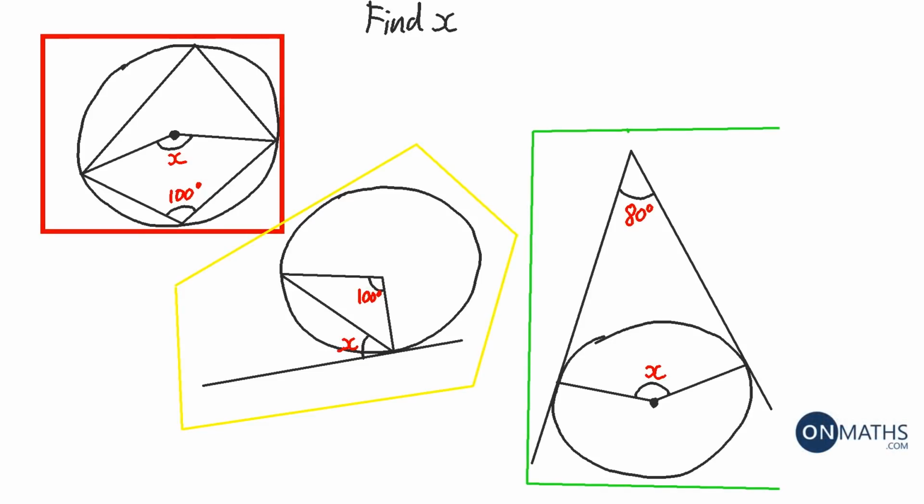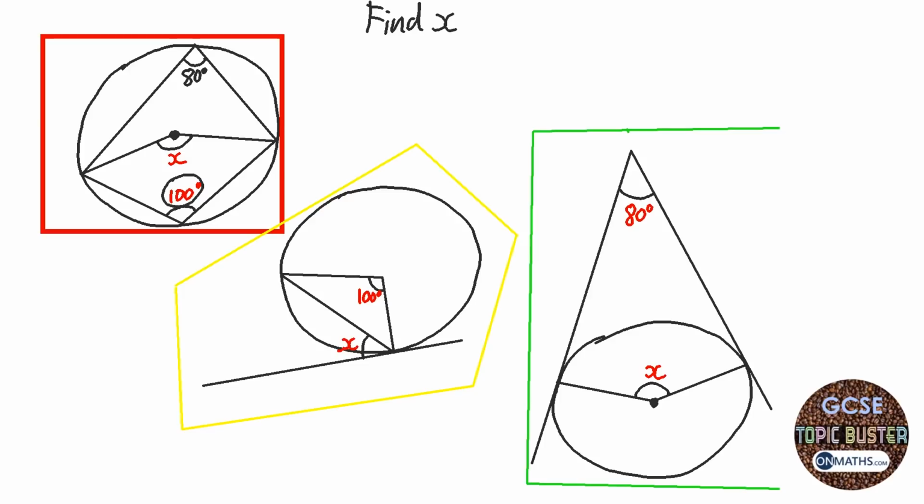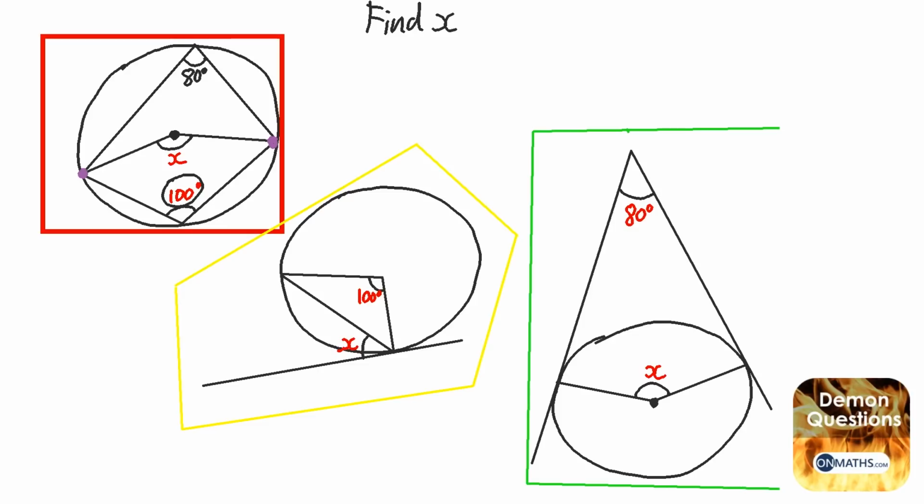Okay, so we're going to start off with the red one. The red one, you need to find this angle here first, and you do that because opposite angles in a cyclic quadrilateral add up to 180. So this one's going to be 80 because the one opposite is 100. And then we notice that we've got two angles coming from the same chord. We've got an angle at the center, and we've got an angle at circumference from the same chord. So x is going to be twice as big as the 80.